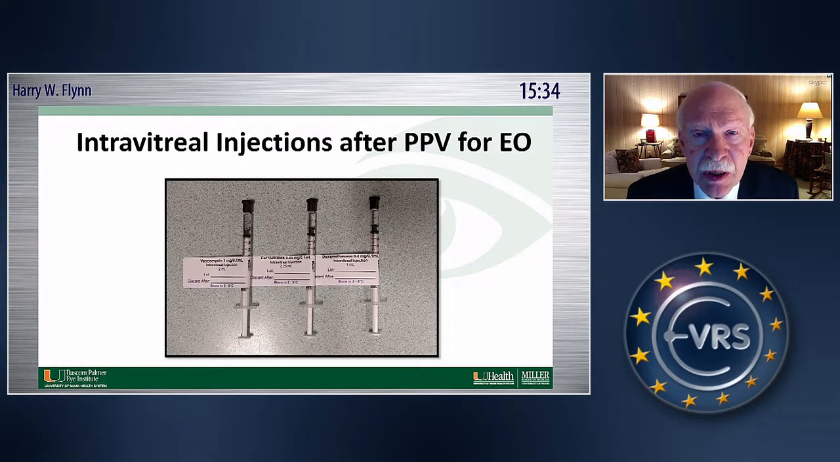Our pharmacy prepares the intravitreal agents for us. You can see on the left vancomycin, 1 milligram. In the center, ceftazidime, 2.25 milligrams. And we use dexamethasone in cases of acute onset endophthalmitis after cataract surgery. Next slide.